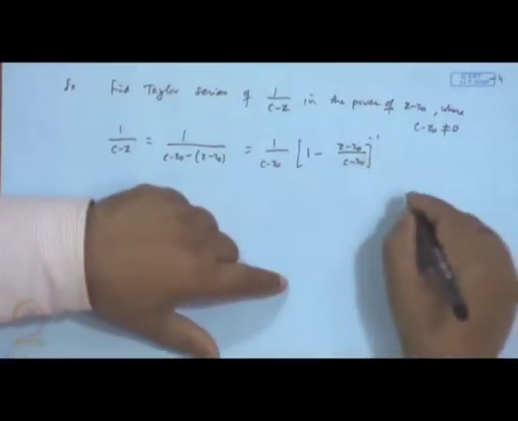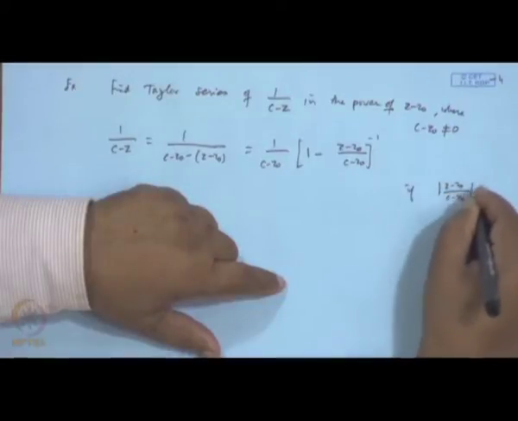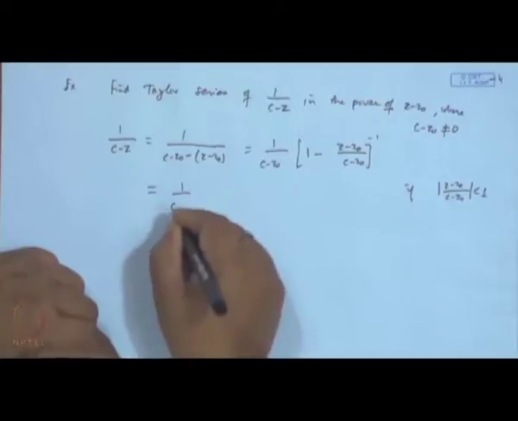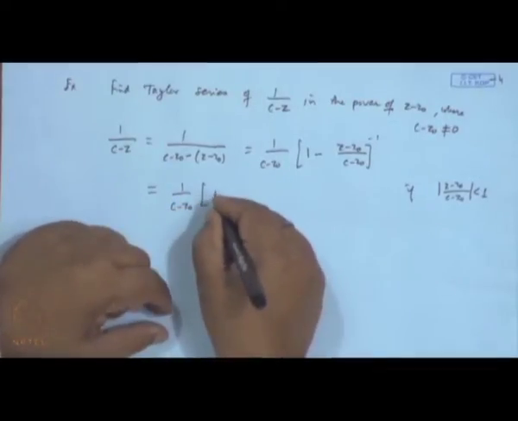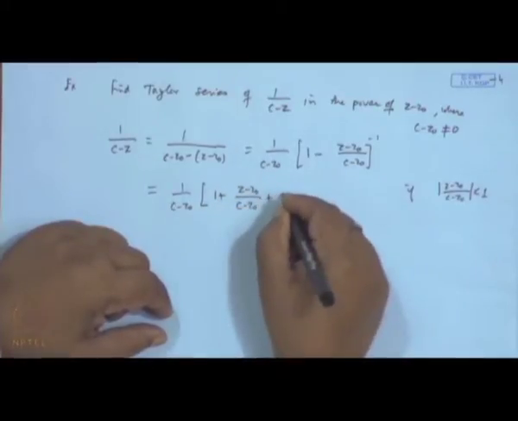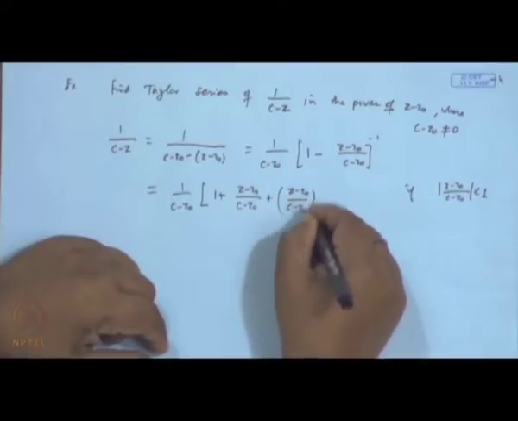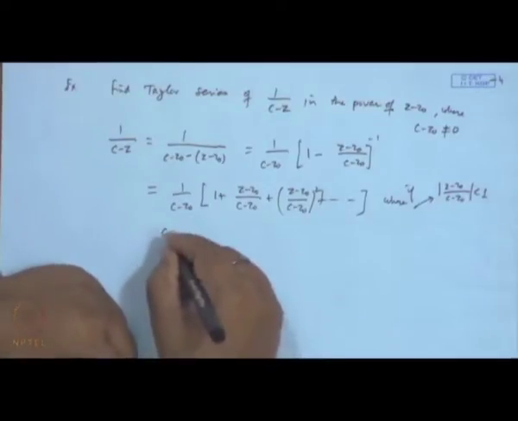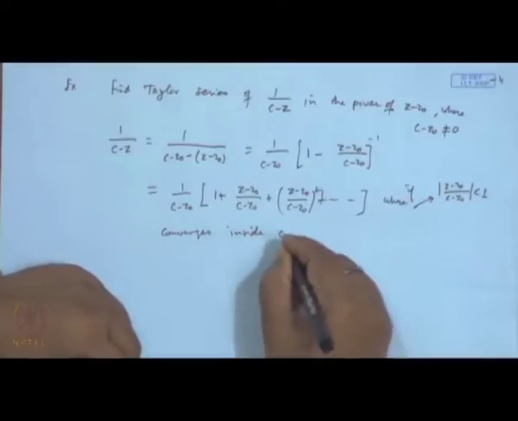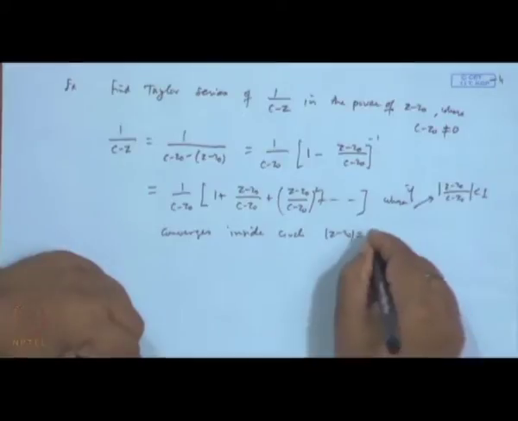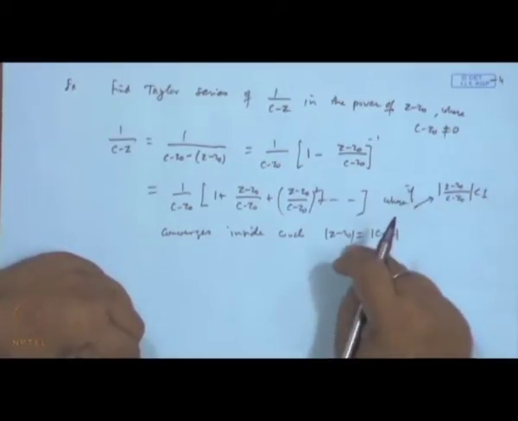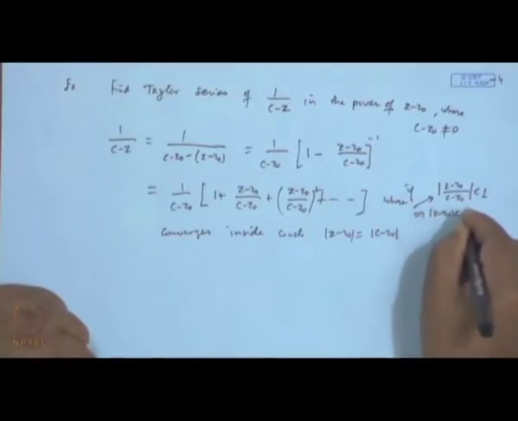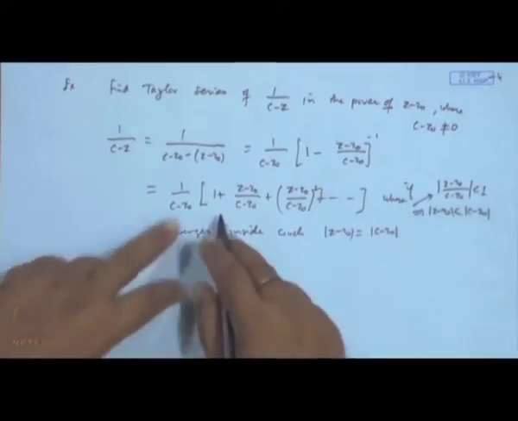Now, if we impose the restriction that mod of (z minus z naught) over (c minus z naught) is strictly less than 1, then one can apply the binomial expansion, and we easily get the expansion: 1 over (c minus z naught) times 1 plus (z minus z naught) over (c minus z naught) plus the square of (z minus z naught) over (c minus z naught), and so on and so forth. It means this series converges inside the circle mod z minus z naught equal to mod c minus z naught. That is, the region of convergence is mod z minus z naught strictly less than mod c minus z naught. So, this will be the radius of convergence of this series.